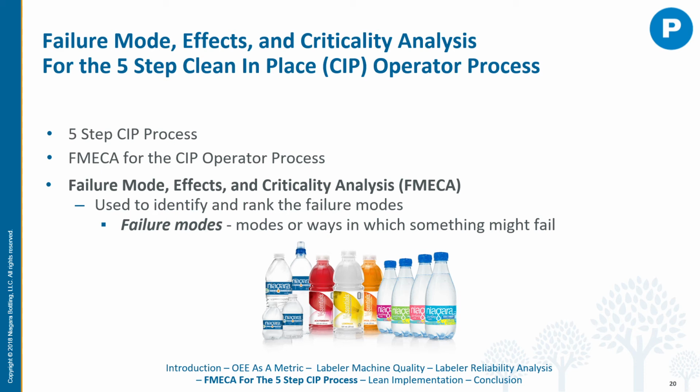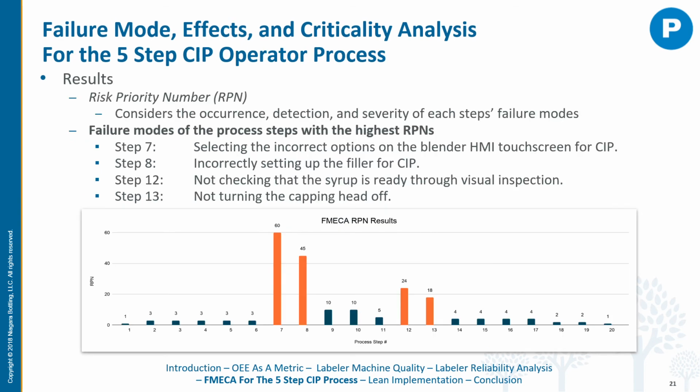To do this, we performed a failure mode, effects, and criticality analysis, or FMECA for short, to identify and rank the CIP process's failure modes, which are ways in which something may fail. When doing the FMECA, each step was ranked by the respective risk priority number, or RPN, which takes into account the occurrence, detection, and severity of each step's failure modes.